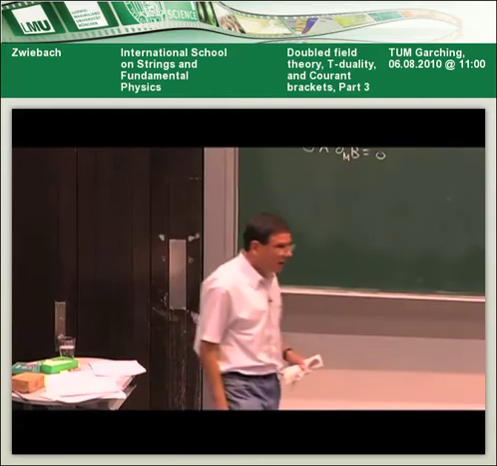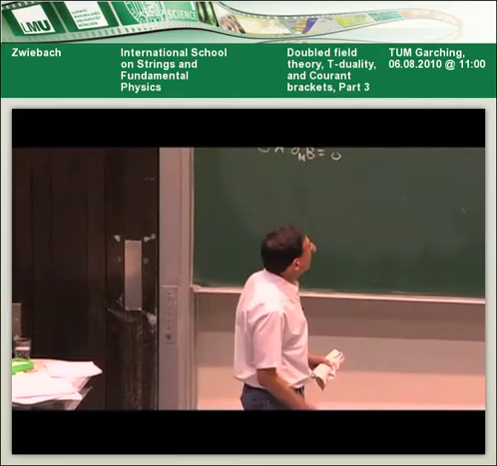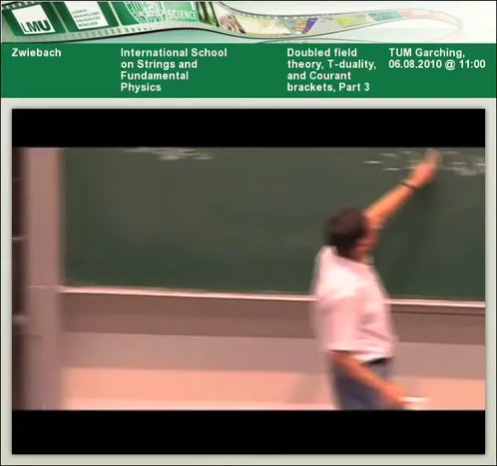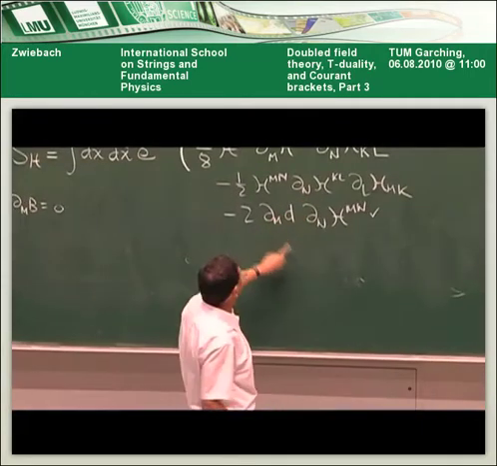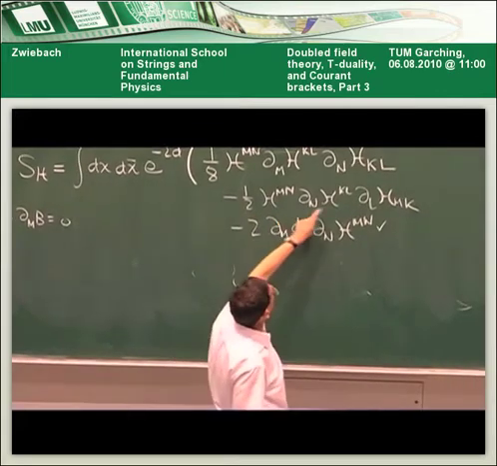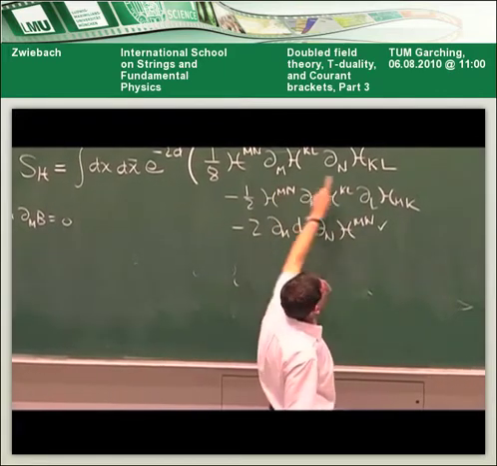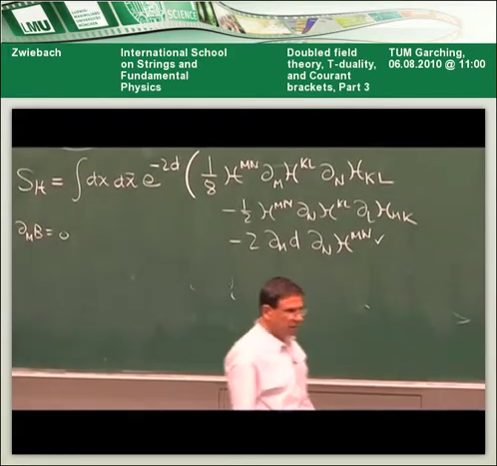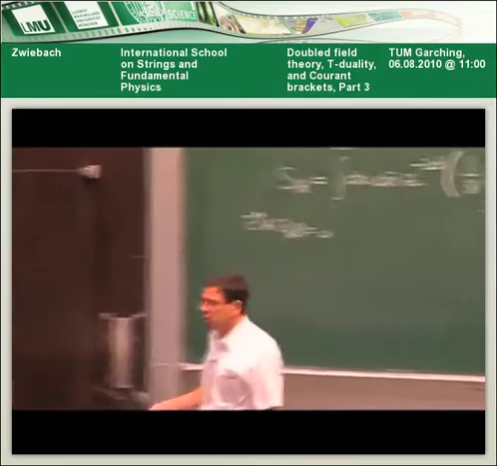Sorry? No, it always has two derivatives, every term. Derivative of dilaton, derivative of the metric. One derivative, another, one and another, and two there. Every term has two derivatives. It should have.